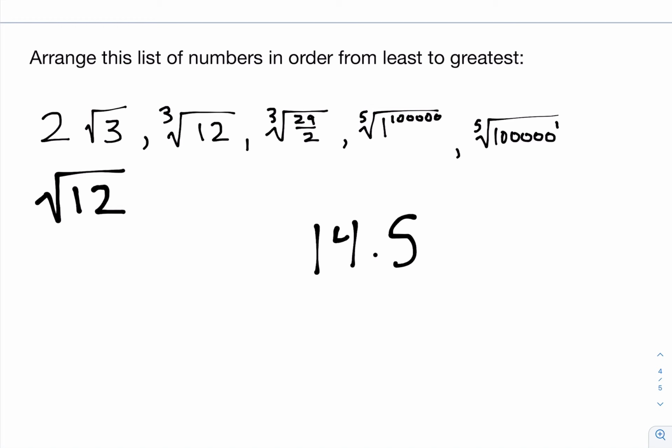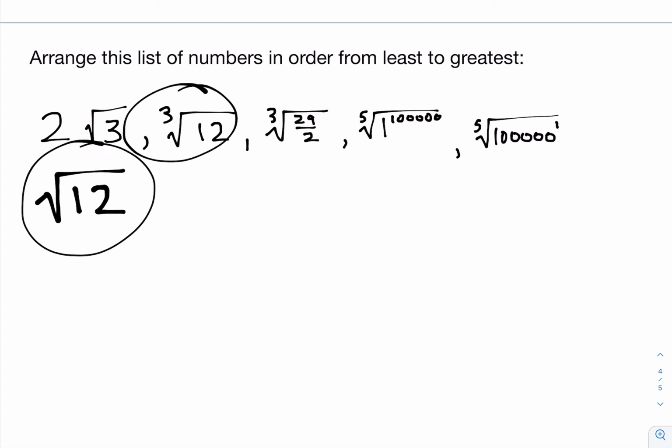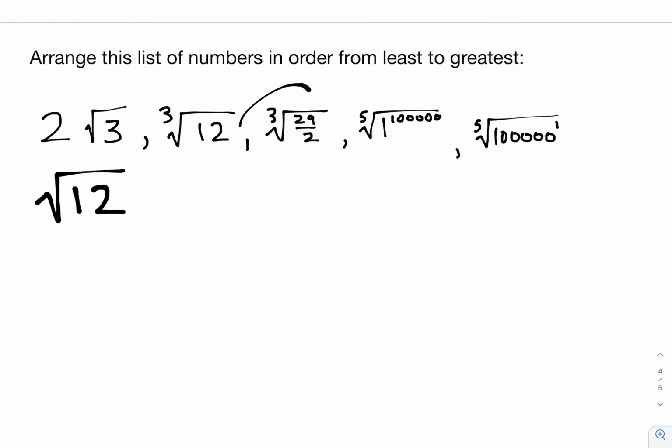Okay, so if we have the cube root of 12 and the cube root of 14.5, obviously the one with the higher radicand, right? Because they're both cube roots, so we're only comparing the inside. The cube root of 14.5 is going to be more than the cube root of 12. Okay, so far, the smallest number we have is the cube root of 12. I would say the square root of 12, or 2 root 3, is the biggest, and the cube root of 29 over 2 is kind of in the middle.